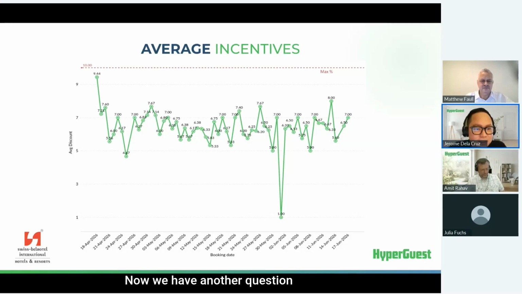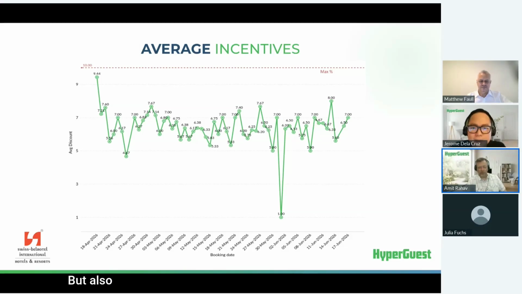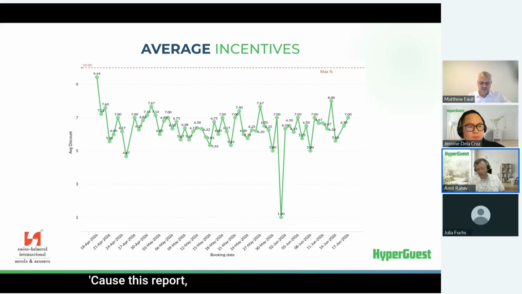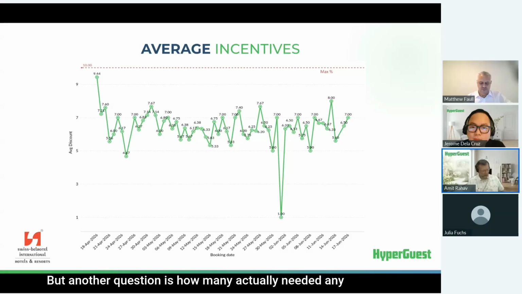Now, we have another question from Nadia Purkayasta. Is there a main dashboard that will show me that, of all the bookings made last month, 20% got an additional discount, for example? I think this is where you mentioned elaborate, Amit, no? Correct. But also, I think that Nadia would like to get an overall picture and reporting showing what percent of total bookings, because this report, for example, what we're seeing on the screen is just the Compass optimized bookings. But another question is how many actually needed any incentive? Maybe either they didn't have Compass at all, or Compass was at zero, or maybe Compass increased the price.